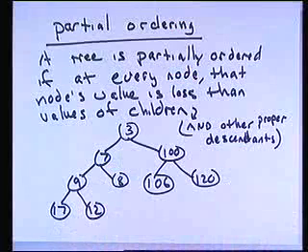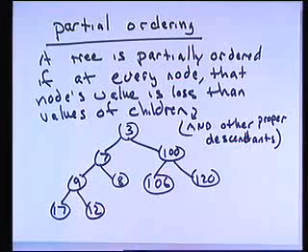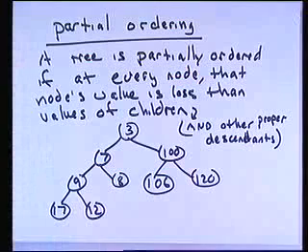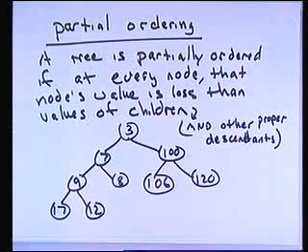And so the root of the entire structure is the minimum of the tree. So when you go looking for the minimum in a partially ordered tree, it's at the top. Because by this very definition, if every node has to be less than its children, the minimum has to be the thing that is not a child of anything. And so the root would be the minimum.